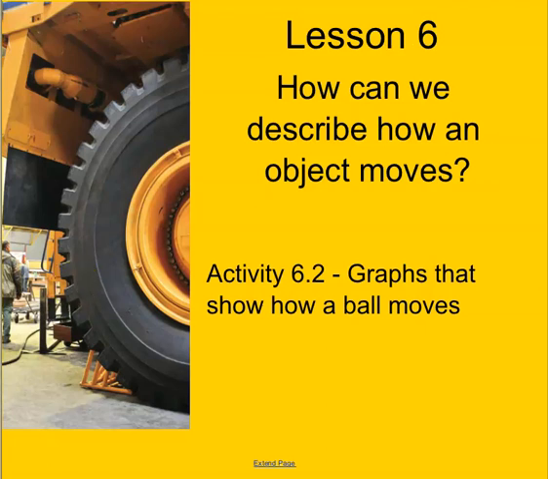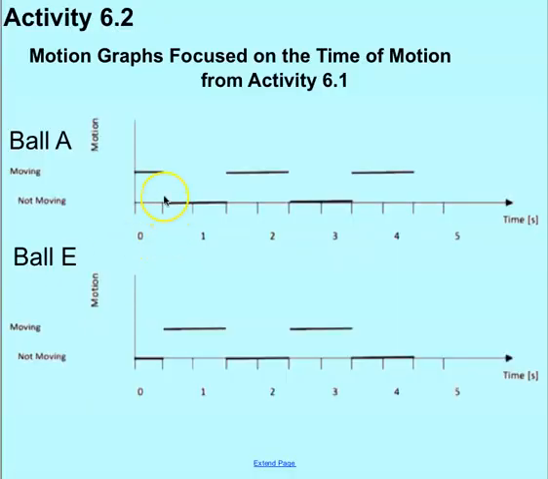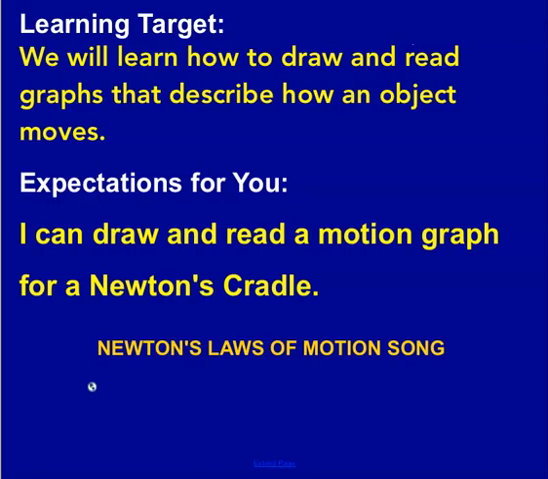If you remember earlier on, and these are the graphs that we got from 6.1, all we did was take a look at, is a ball moving? Is it not? And we added time to it. But what we're going to do is take it a step further. So our learning target is we're going to learn how to draw and read graphs that describe how an object moves, and we're going to take it a little bit further than we have in the past.